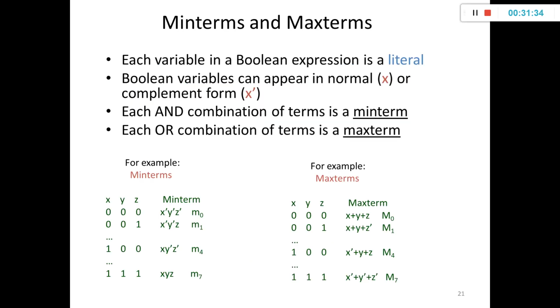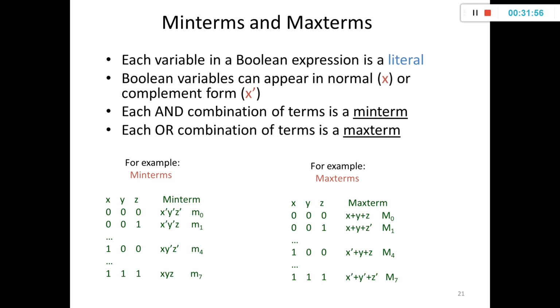Next, we have min terms and max terms. Each variable in a Boolean expression is a literal. So X, Y, Z, whatever you have, X is a literal, Y is a literal, and Z is also a literal. Boolean variables can appear in normal or complement form. That is, X is the normal form, that is the uncomplemented form.